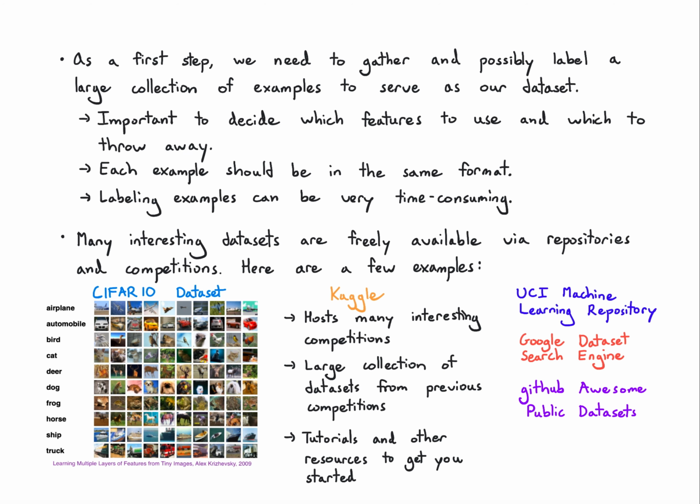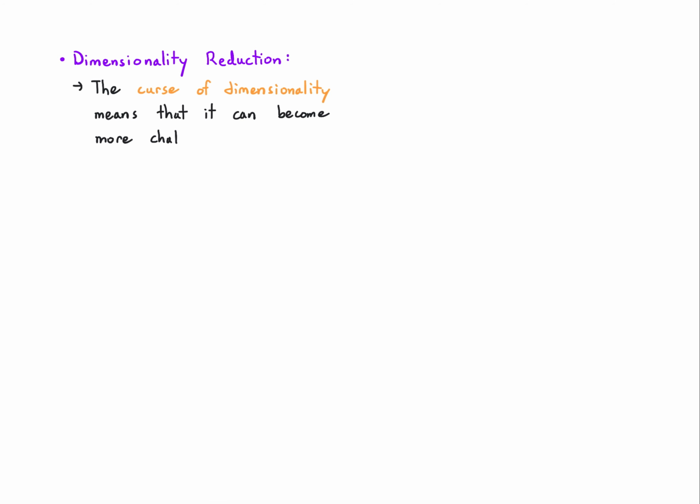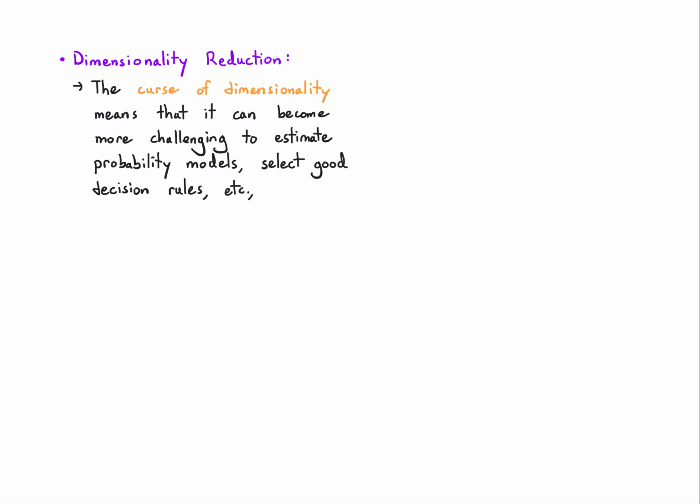Okay, so we're going to go back to understanding some other concepts. Let's talk about dimensionality reduction. Remember, we just introduced this idea of the curse of dimensionality, which means that it can become really challenging to estimate good probability models. And maybe even if we don't want the probability model, even just selecting a good decision rule can be hard if we have a very high dimensional data set. If we have many, many features, it can become harder for us to make meaningful decisions from those unless we have some way of shrinking that space down.